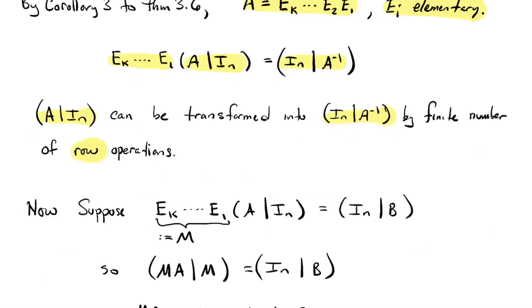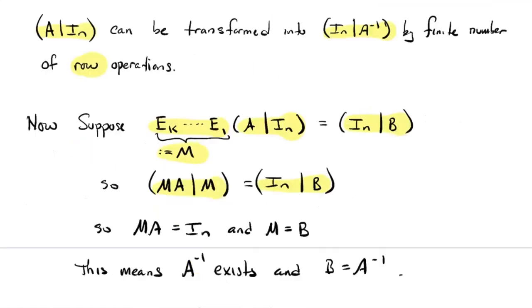Flipping that around, suppose that I took some matrix M, a product of k elementary matrices, and I left multiply this augmented matrix by it, and I get I_n augmented with B. Suppose that I get that. What would that mean? That would mean that M times A augmented with M, because that's what the left-hand side would be, equals I_n augmented with B. So there's sort of two equations I can get from that.